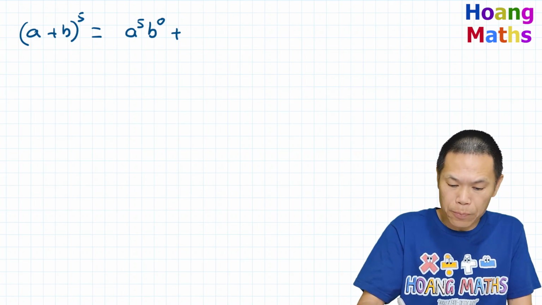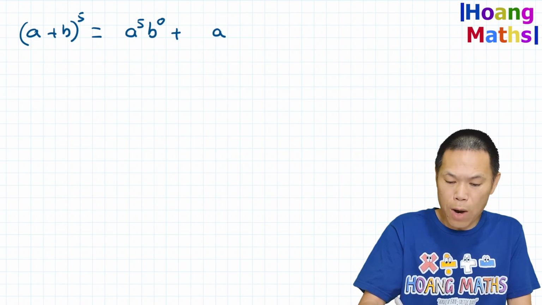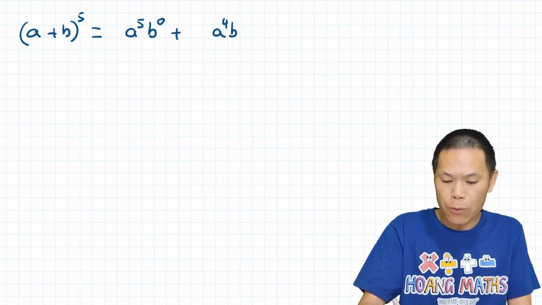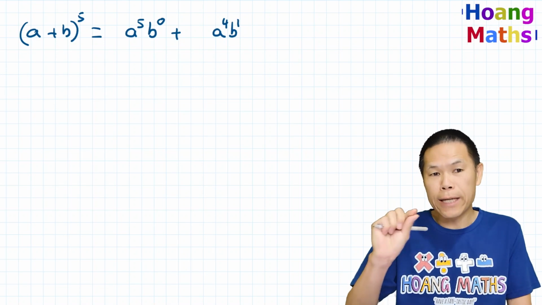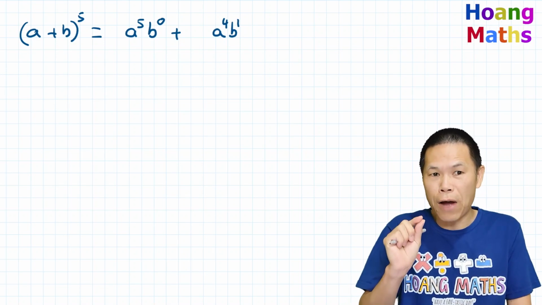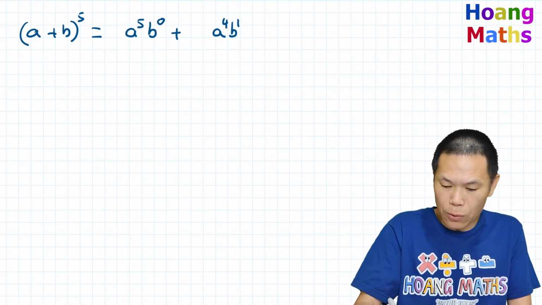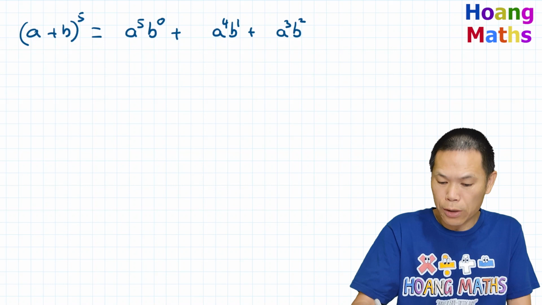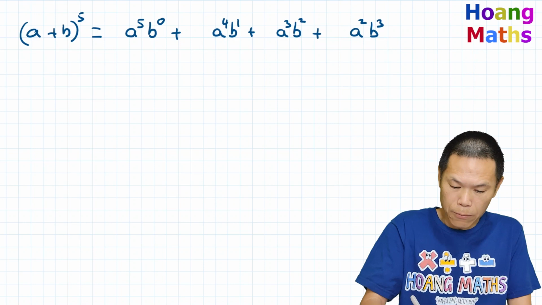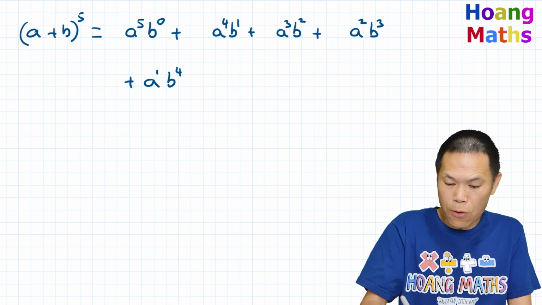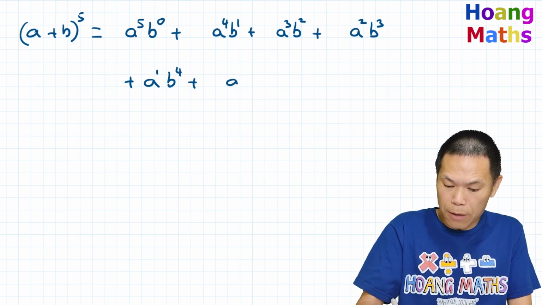So we add a power 5 will reduce by 1, which is 4, and b we increase by 1. Don't forget, the indices for both a and b must add up to 5 because it's (a + b) all power 5. Remember that. So we add a power 3, b power 2, then a power 2, b power 3, a power 1, b power 4, and a power 0, b power 5.